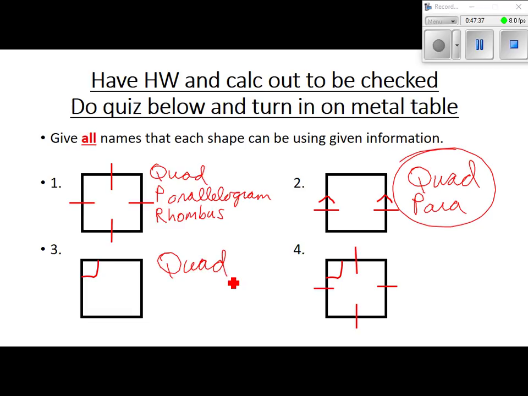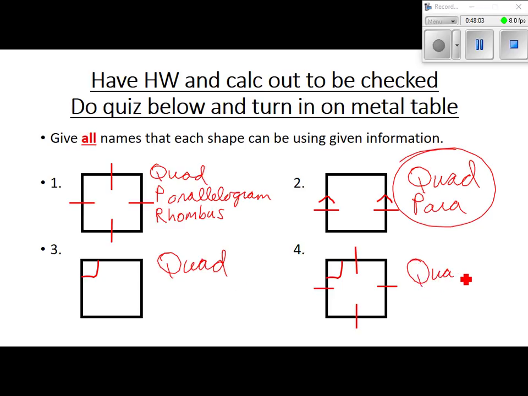Next thing we check is what? Parallelogram. Is it a parallelogram? No. What do we check after parallelogram if it's not a parallelogram? Rectangle. Do we go to rectangle? No, because if it's not a parallelogram, can it be a rectangle? So we don't even have to worry about that. So what's the only answer on this one? Quadrilateral.